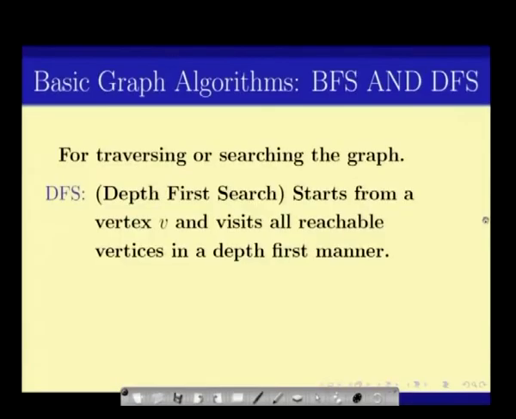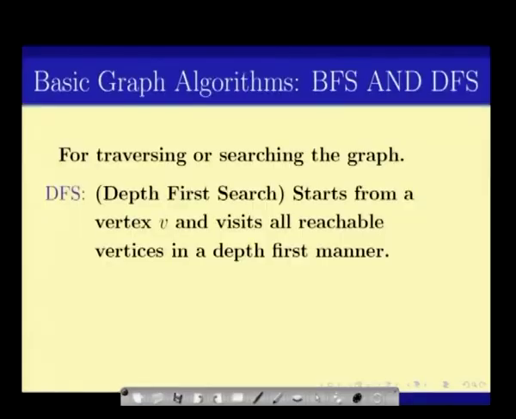For traversing and searching the graph, we have already seen two algorithms. The first algorithm is called depth first search, which starts from a vertex v and visits all the reachable vertices in a depth first manner. It means it first looks at one vertex and then an adjacent vertex to that and so on till it hits a dead end, comes back and then looks again and so on. We studied this a couple of lectures ago.